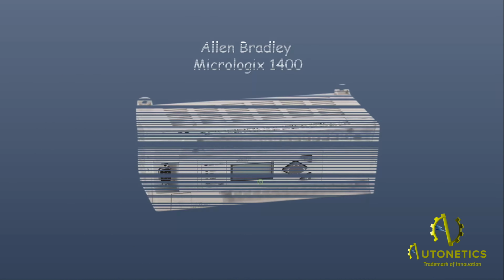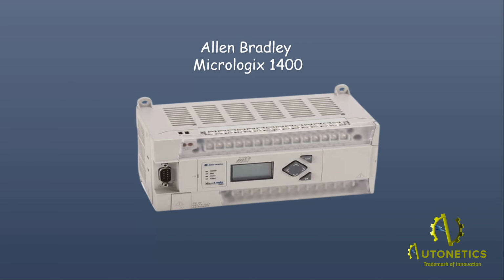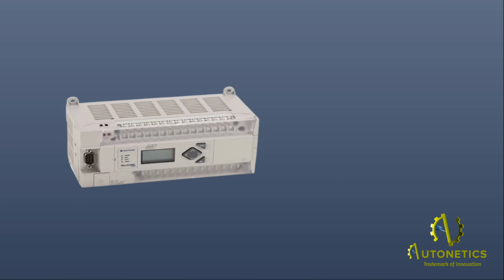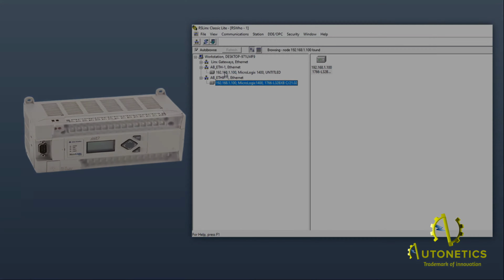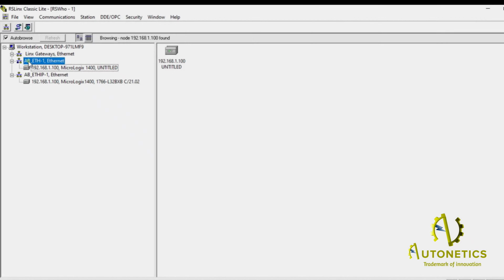Let's see now MICROLOGIX 1400 PLC side. First, create a configuration between MICROLOGIX 1400 and RS Links. Here we already configured a PLC in RS Links. For more details on configuration settings, please visit our channel. Here you can find a detailed video on MICROLOGIX 1400 PLC hardware configuration.